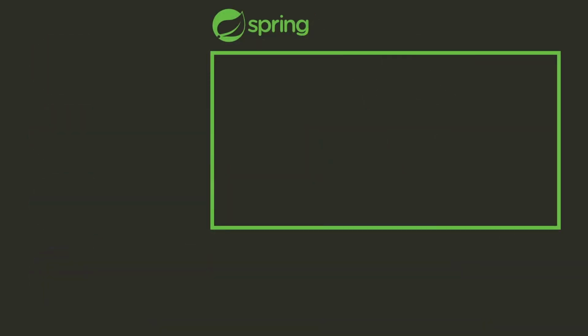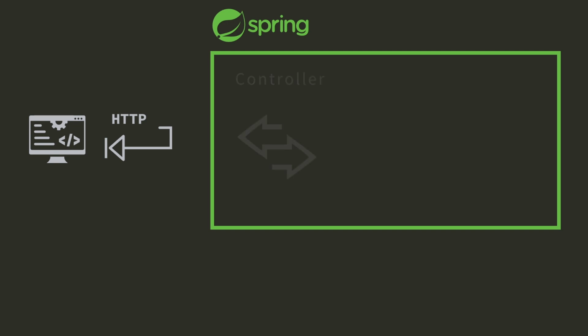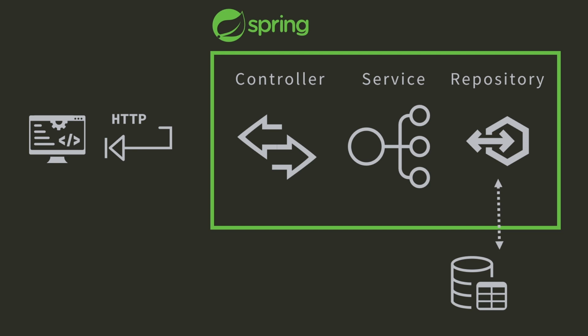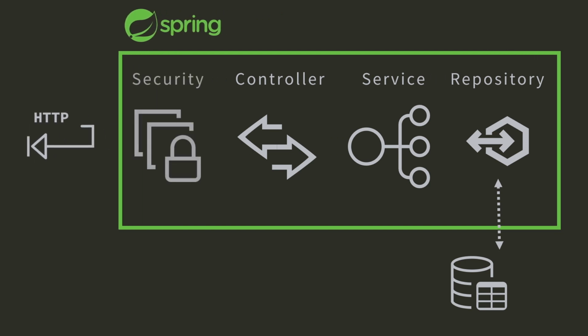Let's look at a broad overview of what our app architecture looks like, so we are on the same page. We are receiving HTTP requests from our clients that proliferate from our controllers to our service layer, and we use repositories to save data to a relational database. We are also securing our requests.